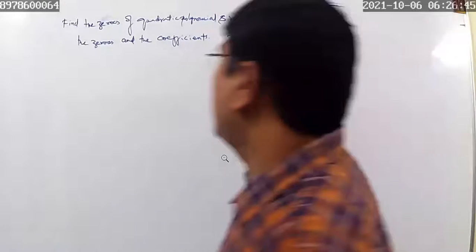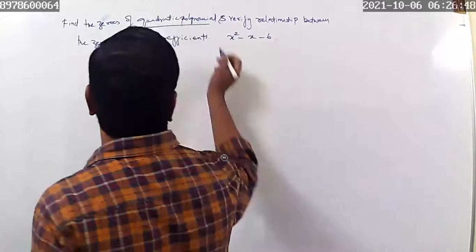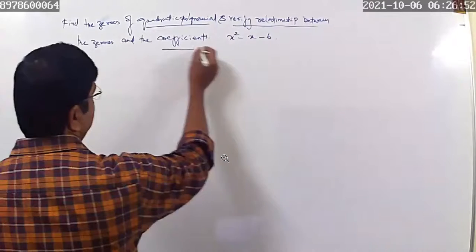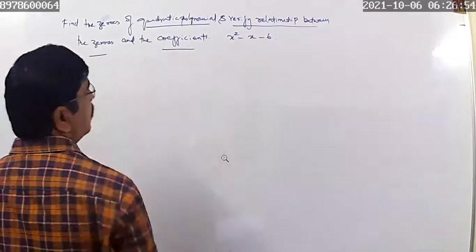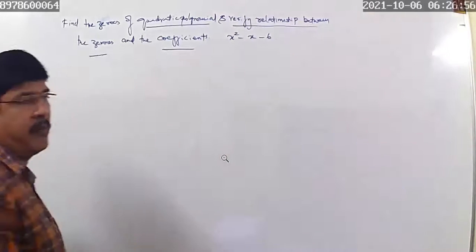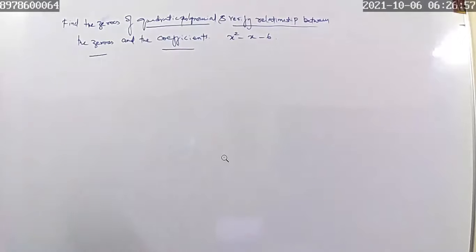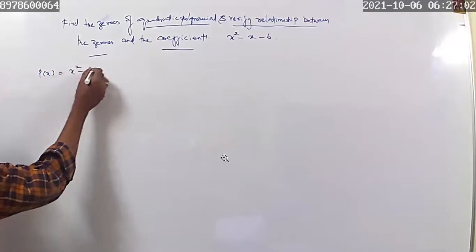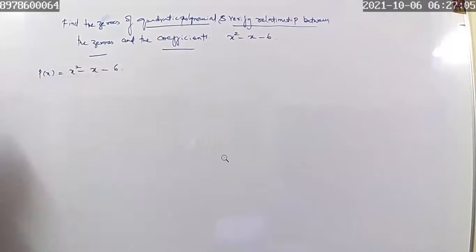Find the zeros of a quadratic polynomial and verify the relationship between the zeros and the coefficients of x square minus x minus 6. So P of x is equal to x square minus x minus 6.